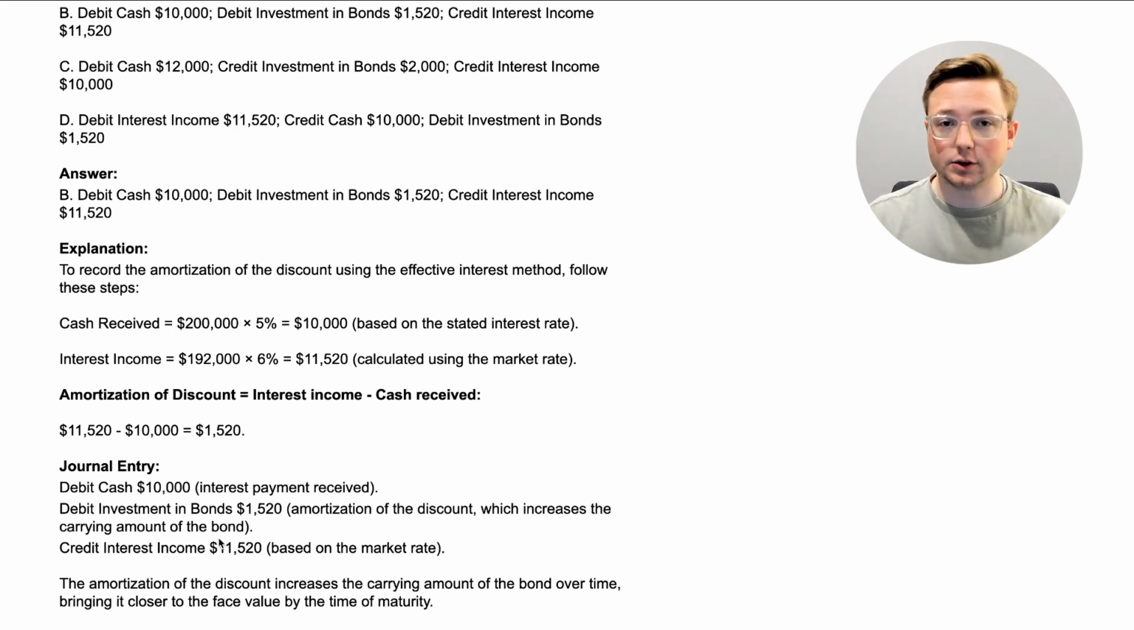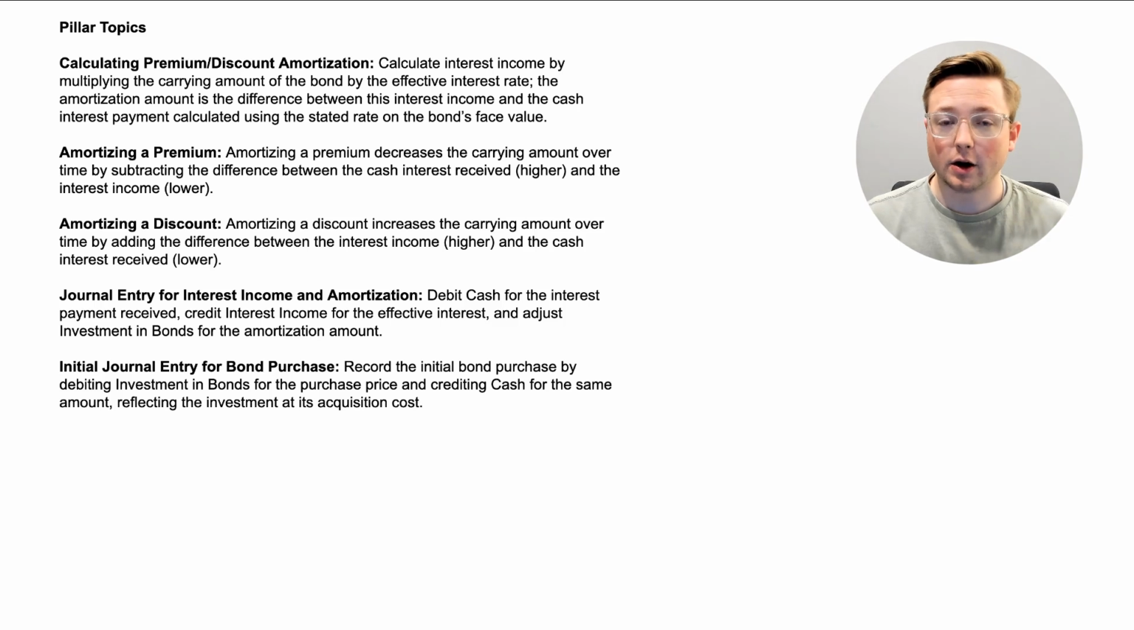So with all that, let's go to the pillar topics for this video. All right, here we are at the pillar topics. Now, again, when it comes to calculating the premium or the discount amortization, here's what you do at first. You calculate the interest income by multiplying the carrying amount of the bond by the effective interest rate.